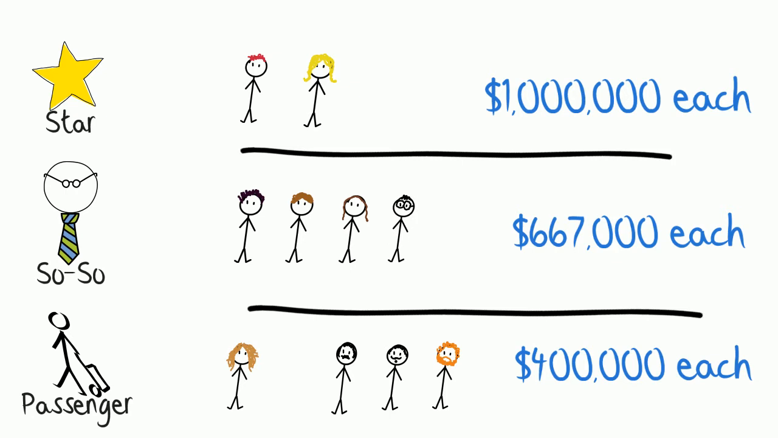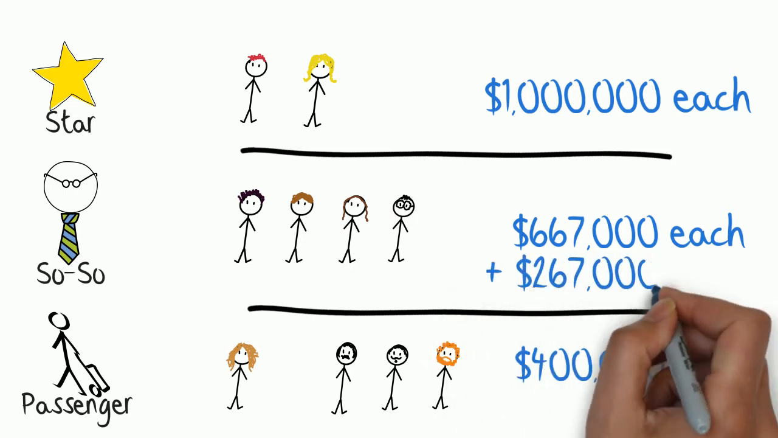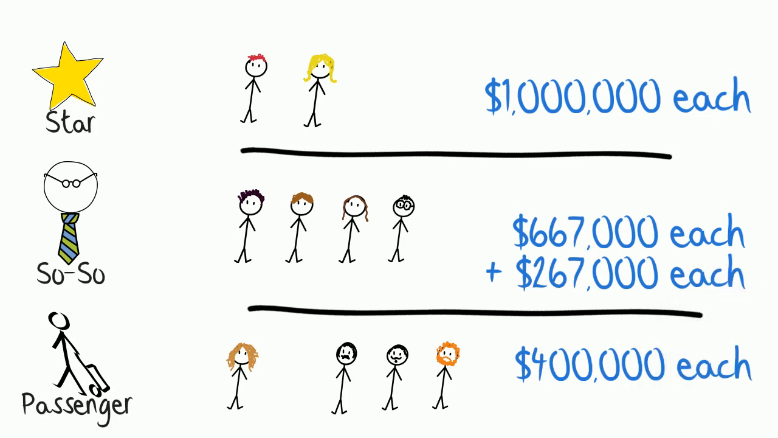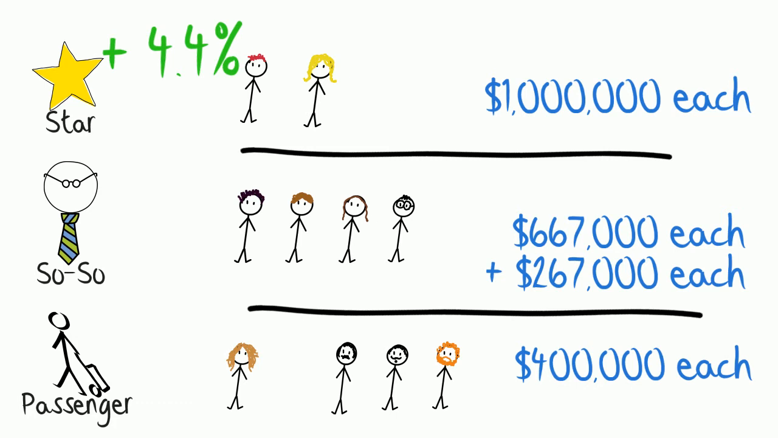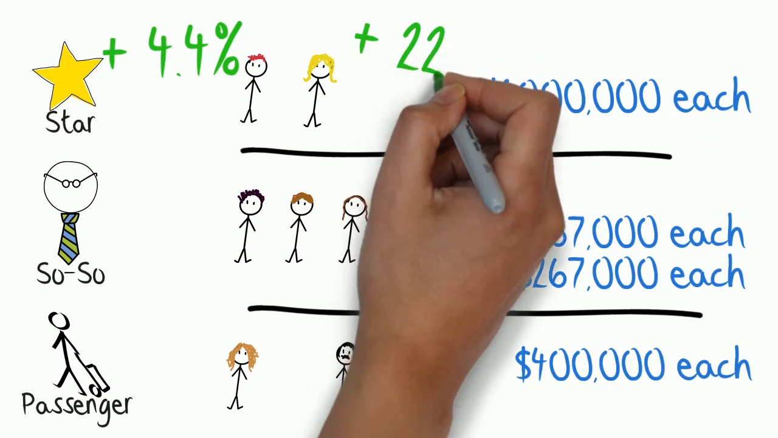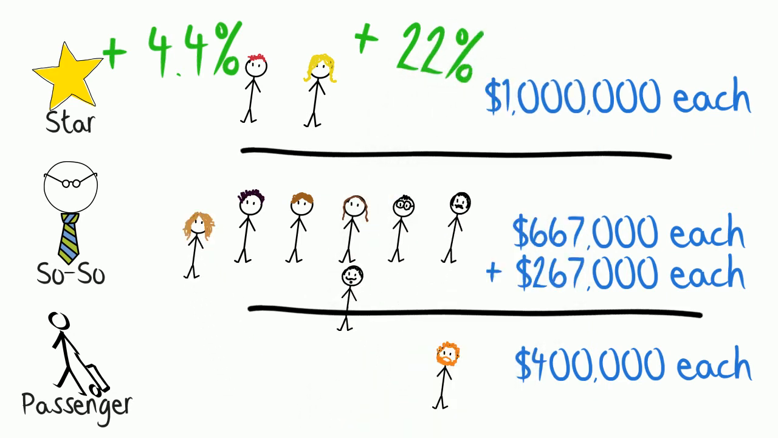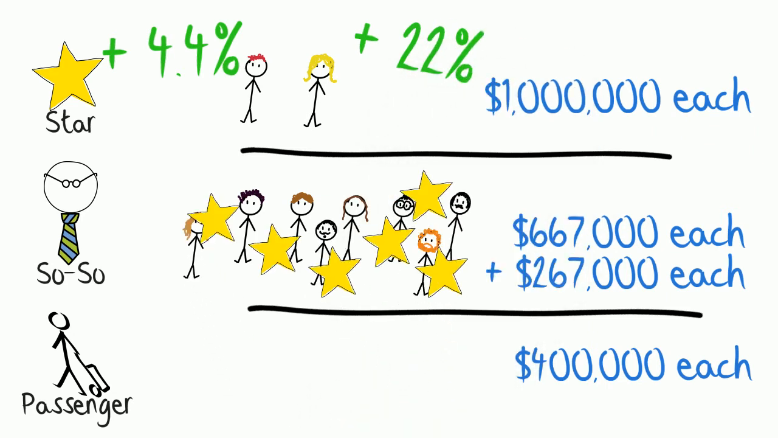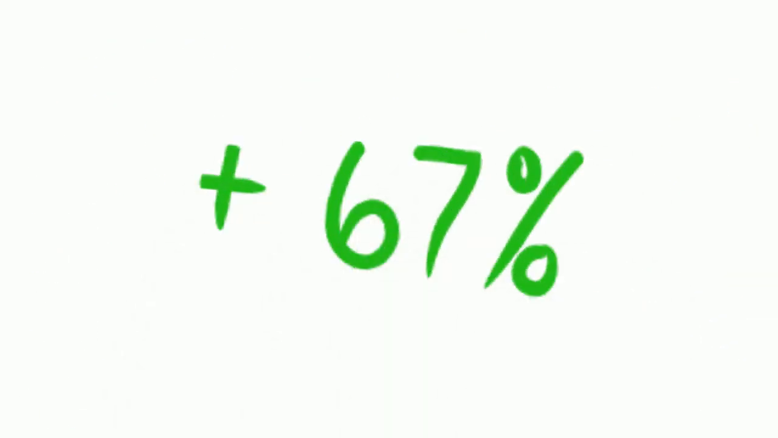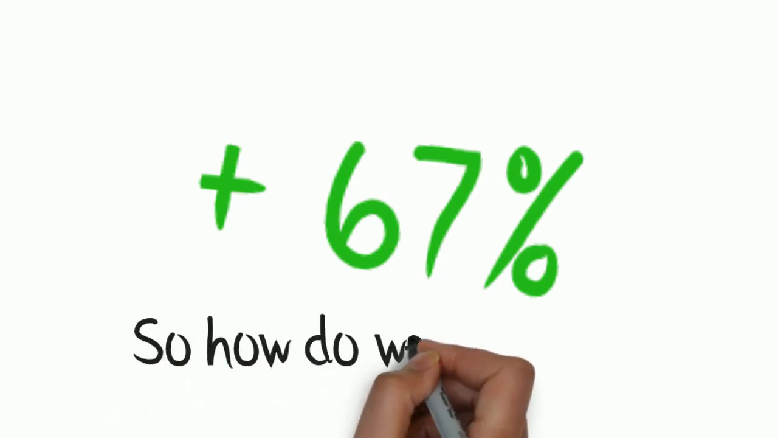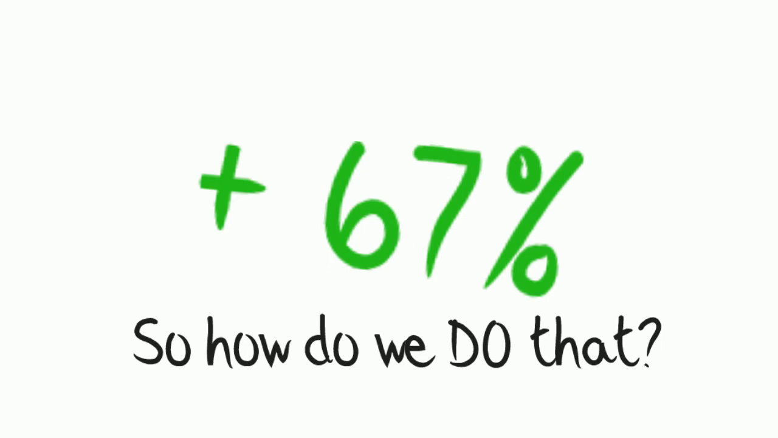It is clear when we divide our team this way that for each of the 5 passengers that can move up to the so-so level adds $267,000 in additional sales. That is a 4.4% increase if just one of them moves up, and a 22% increase if they all move up. And what happens if we could move everyone to the star level? That would be a 67% increase in revenue. Who could think of a better, more cost-effective way to increase sales? So how do we do that?